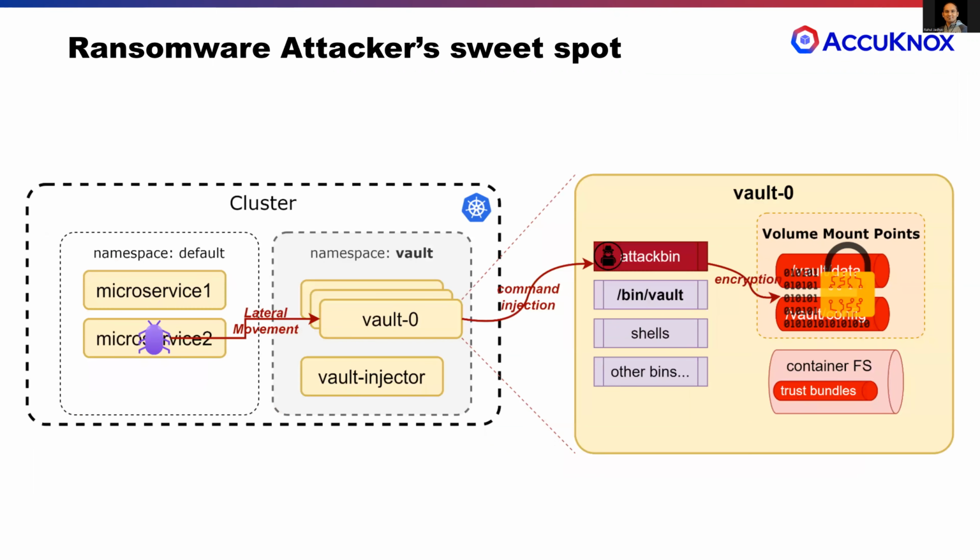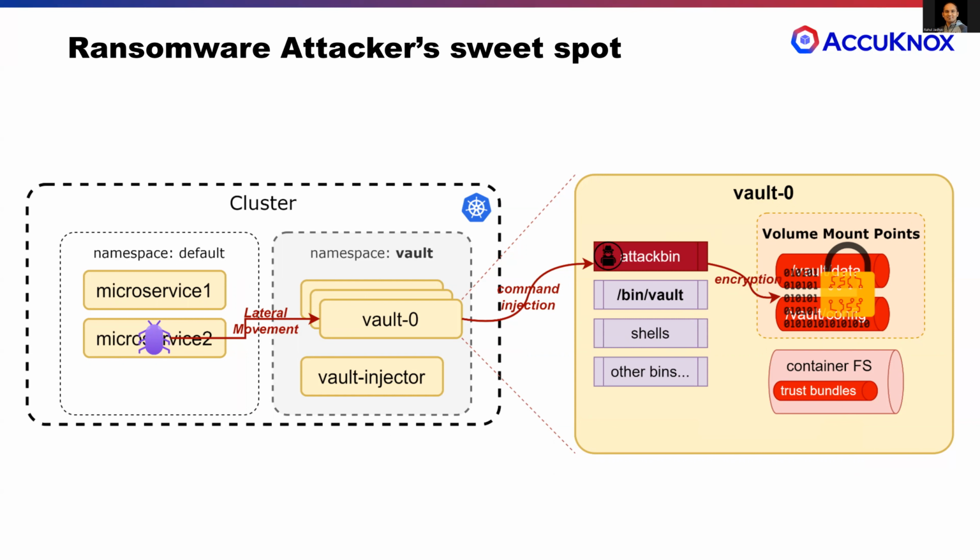The volume mount points are a ransomware attacker's sweet spot since it keeps all the users and service data secrets. Even though Vault itself makes use of all the best security practices, there is still a possibility that another microservice within the same cluster is exploited, and the attacker then does a lateral movement to the vault in the same cluster. In this case, the attacker is now in a position to do command injection in the vault pod and encrypt or delete the sensitive volume mount points.